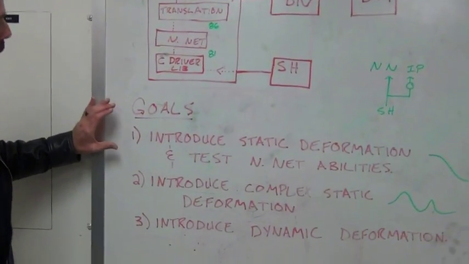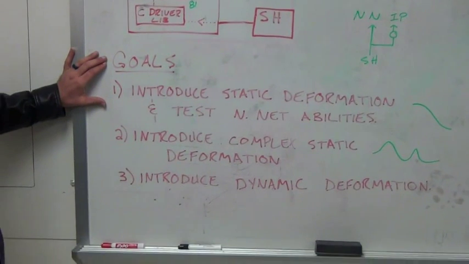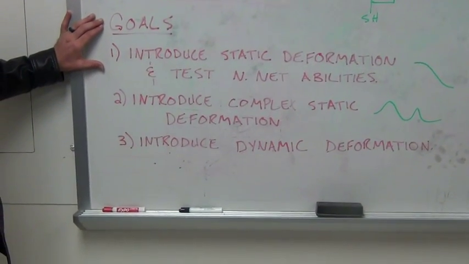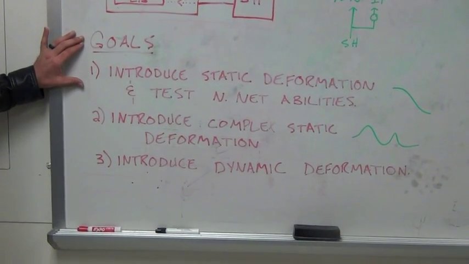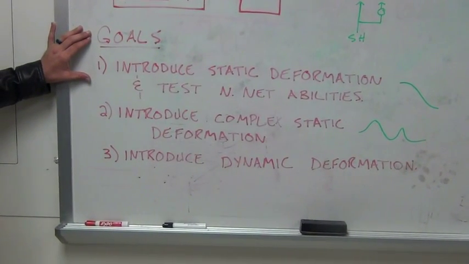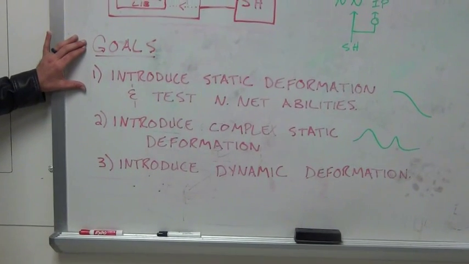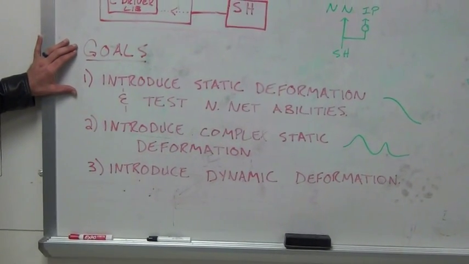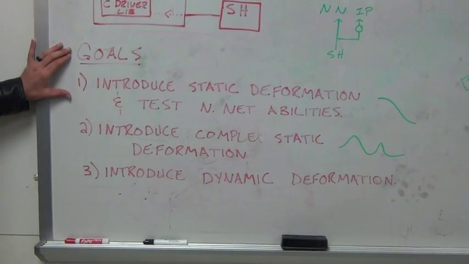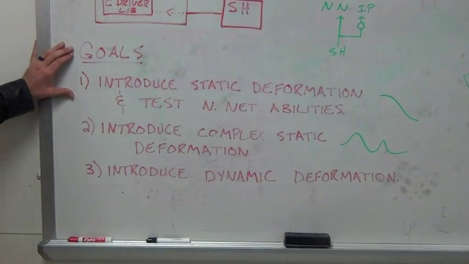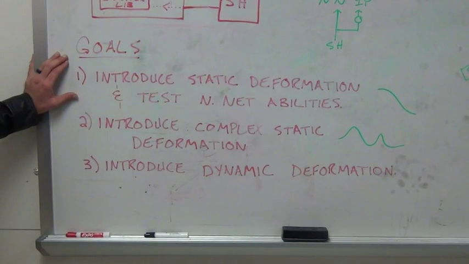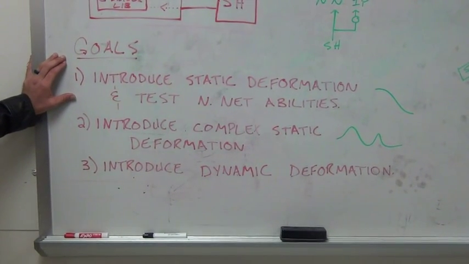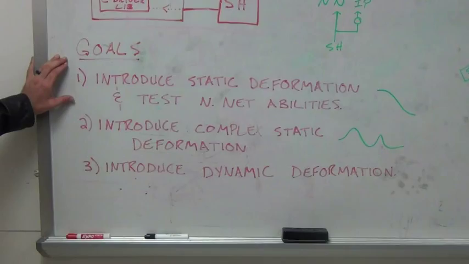So our goals for now are to first introduce a static deformation to the system and attempt to create a neural net either through existing structures or through new structures using a genetic algorithm to assess what might be the best geometry or linking of a neural network for this purpose.